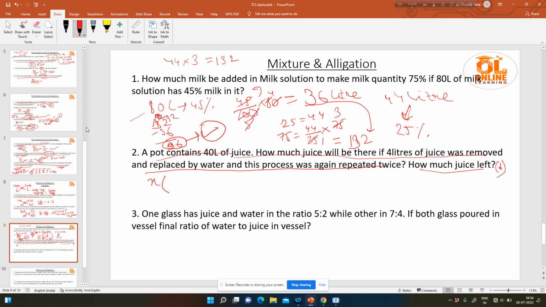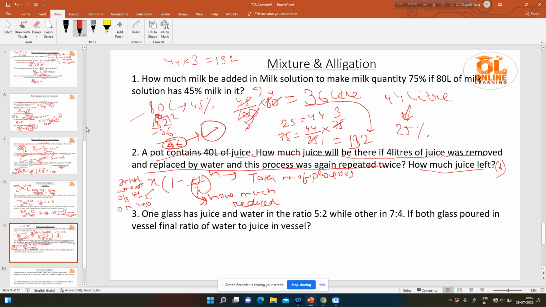The formula is x into (1 minus y by x) to the power n, where x is the initial amount of liquid or substance, y is how much is reduced every time, and n is the total number of processes, how many times we are reducing it.